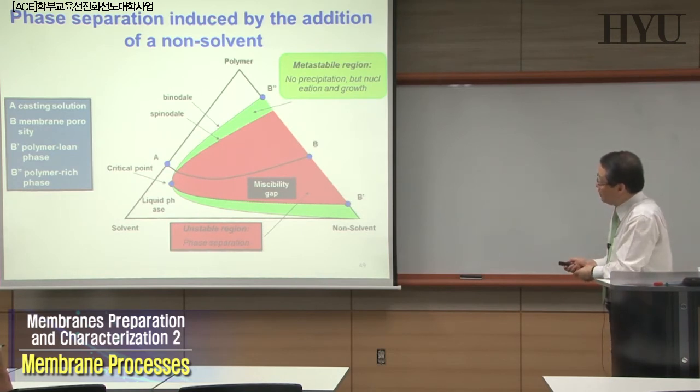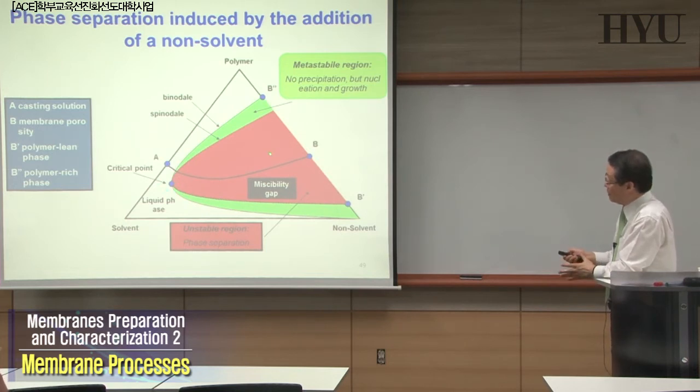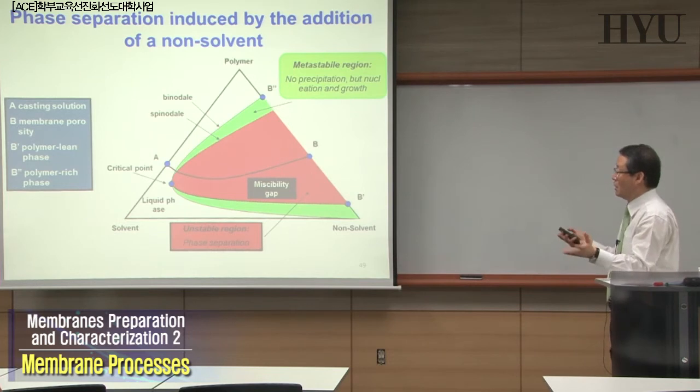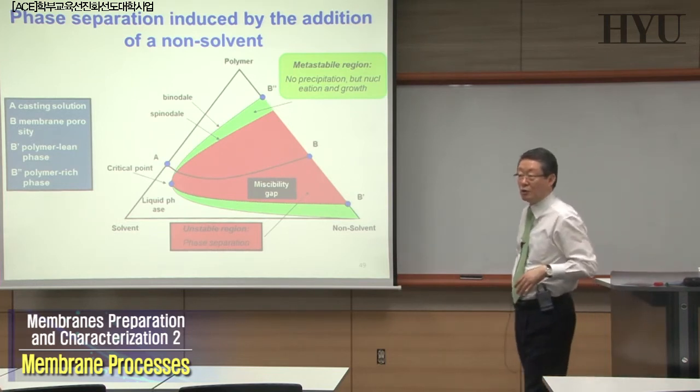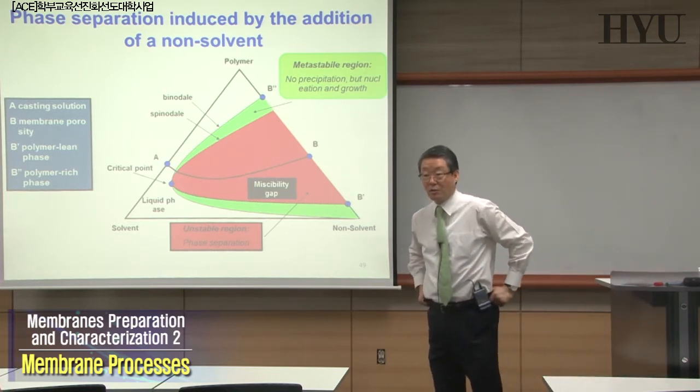When you have this point here, the critical point, this has, let's say, about 20% polymer and about 10% non-solvent and 70% or so solvent, right? So anyway, if you look at any point, you can determine the composition of polymer, solvent, and non-solvent, right?